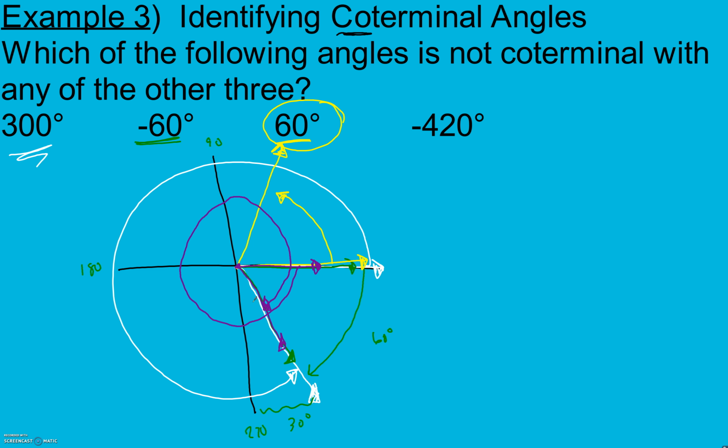So 300, negative 60, and negative 420 are all coterminal because they have the same terminal ray. Remember, a ray has one endpoint, one arrow, whereas 60 does not. So which is not coterminal? The answer is 60.